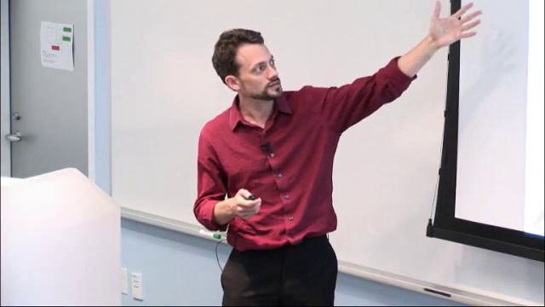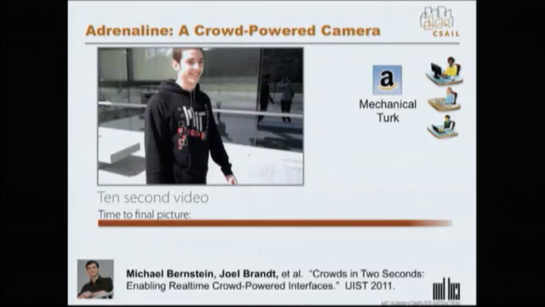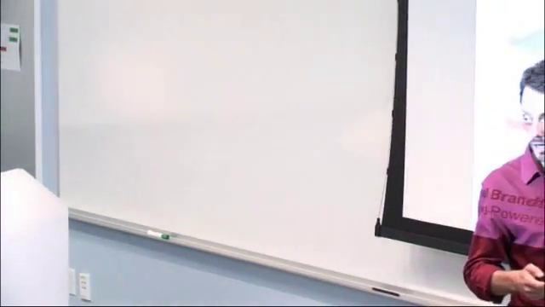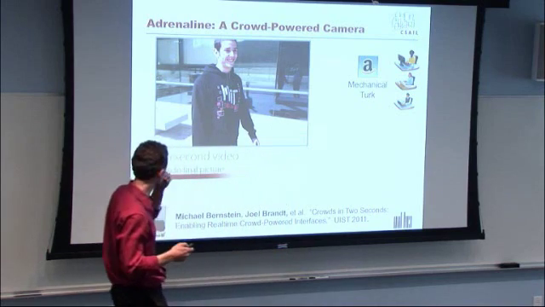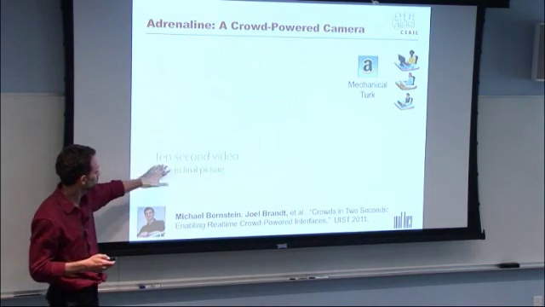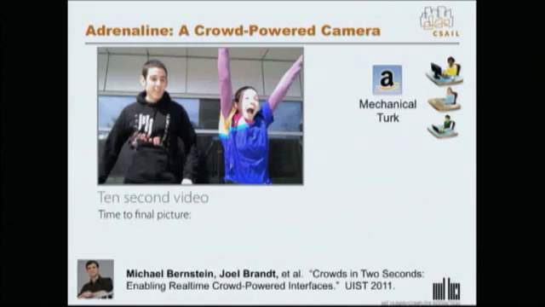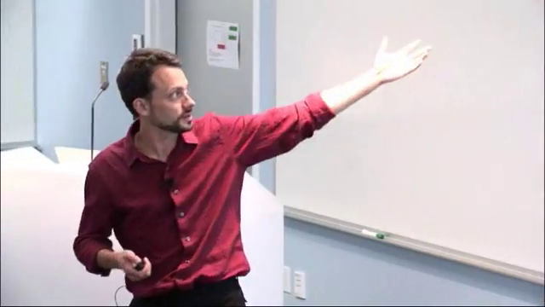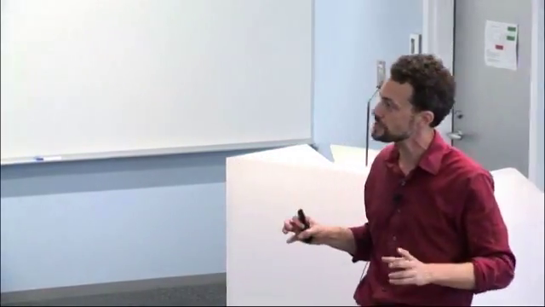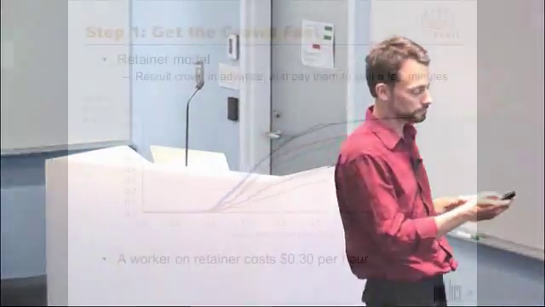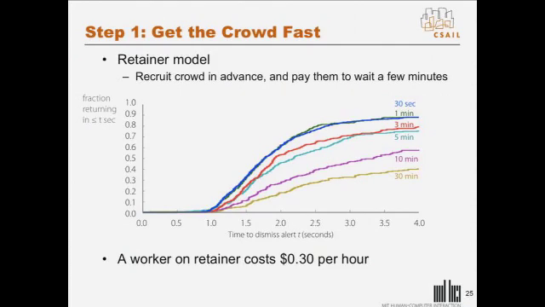So the way we do it is to leave the shutter open. We take a 10-second video. That video is sent to a crowd of workers that we've got. And roughly in the time that it would have taken you to review that 10-second video on your phone, the crowd has picked a frame from it as the best one, the moment when you should have snapped that picture. And there are two ways that we do that.